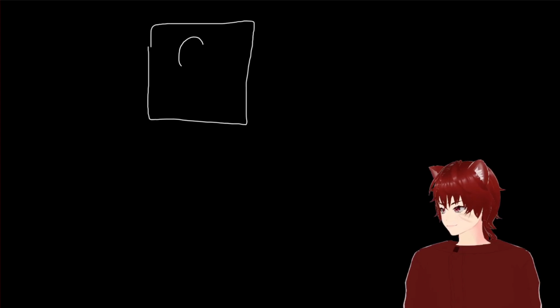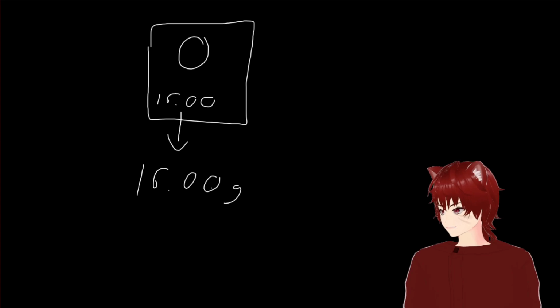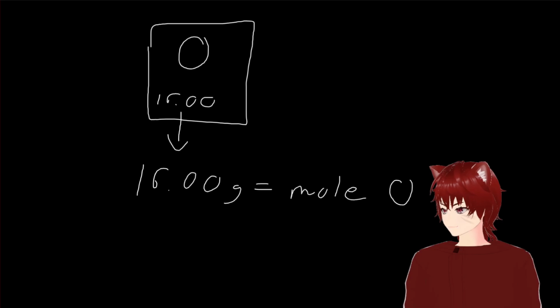So if you had a gram of oxygen, it wouldn't be the same as saying you had 1 mole of oxygen. You can find the molar mass of each element by going to the periodic table, finding their atomic mass unit, saying, okay, that's a 16 on their atomic mass unit, and if you had that many grams of that, that would equal a mole of that element, oxygen in this case.